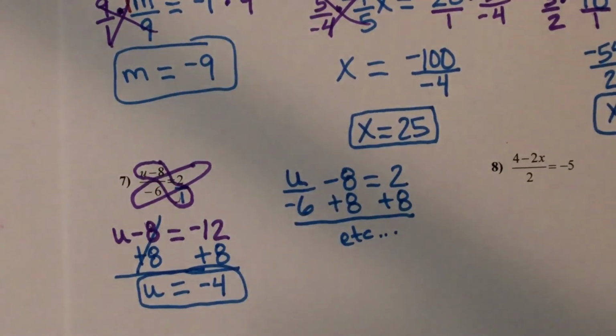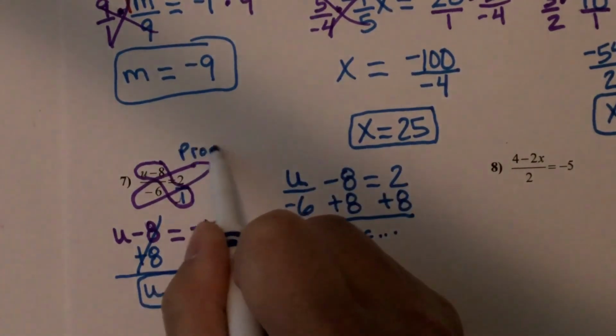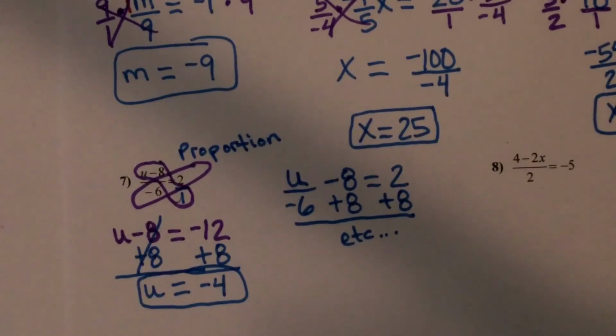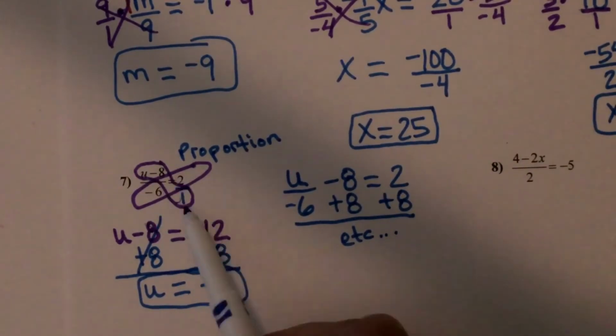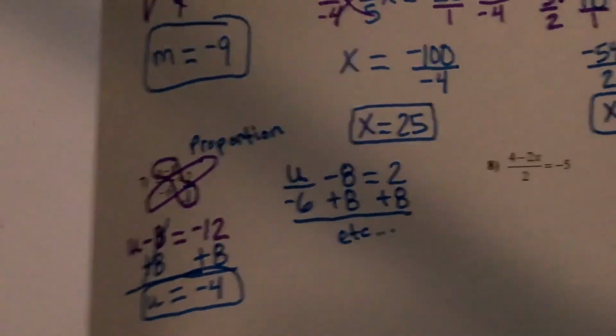So what looked to be a complicated problem was actually quite easy, but I had to turn it into what was called a proportion first. So just to remind you, a proportion is when you have one fraction, an equal sign, and one other fraction. And then you can solve those by cross multiplying. Okay, we have one more left to go.